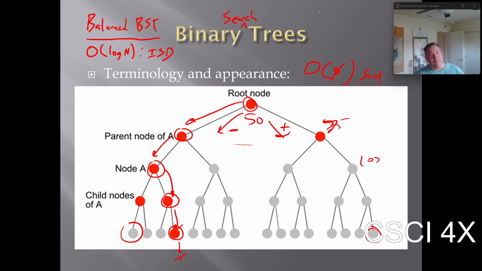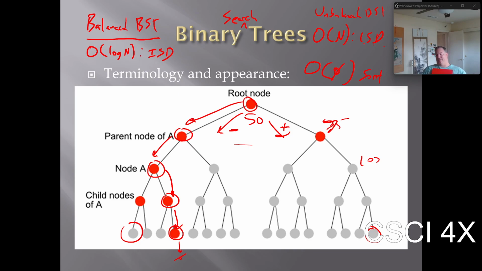If, however, you have an unbalanced BST, I'll show you what that looks like in a second, then you have order N insert, search, and delete. So what's the difference between order N and order log N?